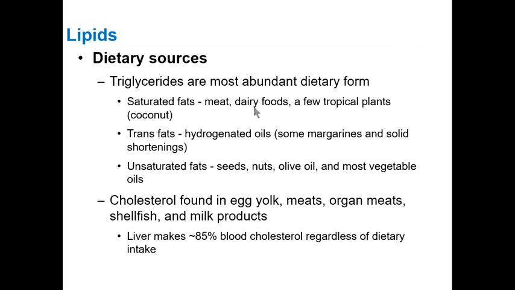They come from meats, dairy foods, so mostly animal products, although there's an exception with coconut. So these saturated fats at room temperature are solid. So S, saturated; S, solid.